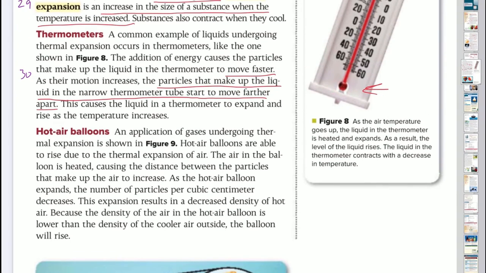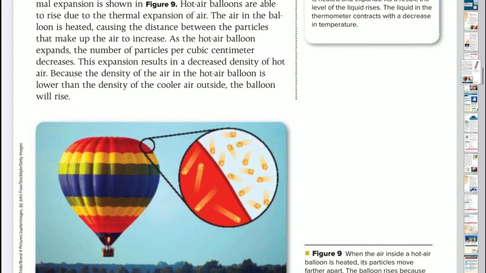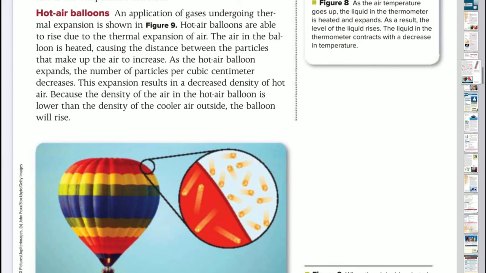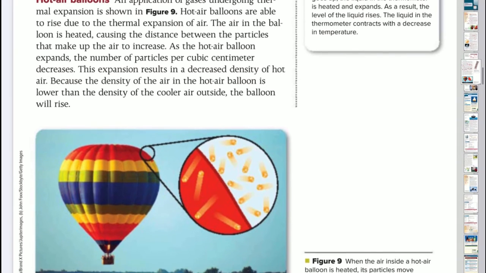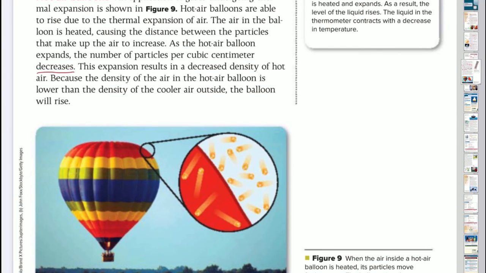Hot air balloons. An application of gases undergoing thermal expansion is shown in Figure 9. So we have hot air balloons down here. Hot air balloons are able to rise due to the thermal expansion of air. The air in the balloon is heated, causing the distance between the particles that make up the air to increase. As the hot air expands, the number of particles per cubic centimeter decreases, and this expansion results in a decreased density for the hot air. Because the density of the air in the hot air balloon is lower than the density of the cooler air outside, the balloon will rise.